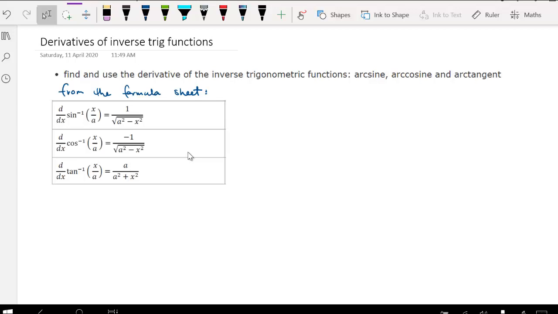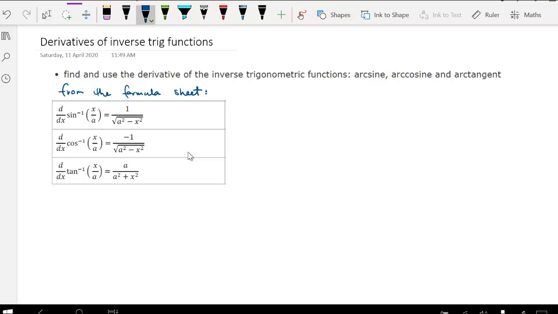In this lesson, we're looking at the derivatives of inverse trig functions. So in your formula sheet, you'll have the derivative of arc sine x on a as 1 over the square root of a squared take x squared. You'll have the derivative of arc cos x on a as negative 1 over the square root of a squared take x squared. And you'll have the derivative of arc tan x on a as a over a squared plus x squared.